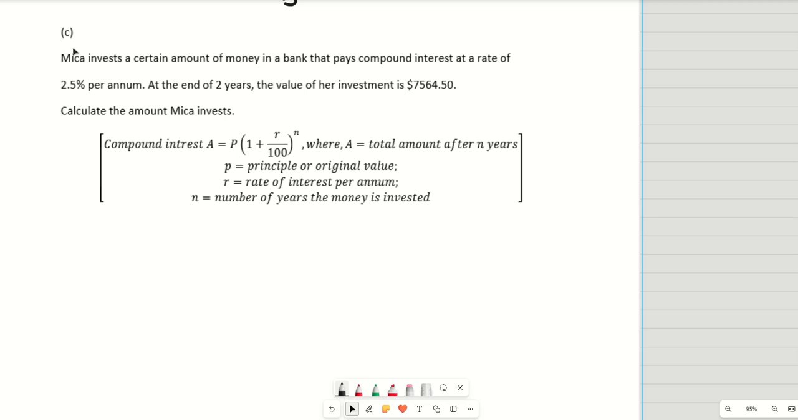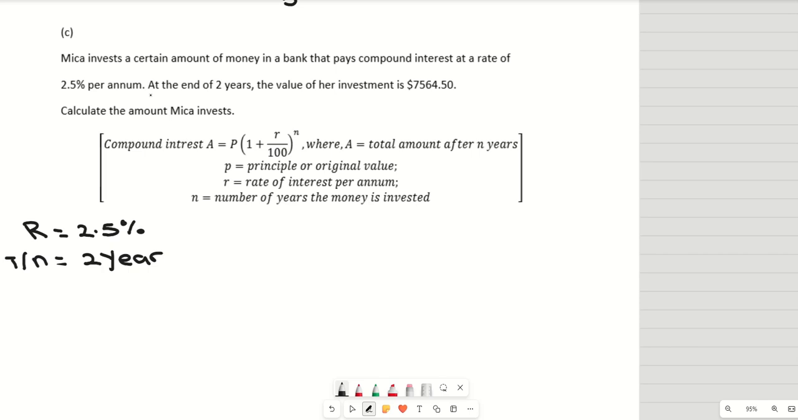Now, part C says Mika invests a certain amount of money in the bank that pays compound interest at a rate of 2.5%. So let's write that down one time. Your rate is equal to 2.5%. At the end of 2 years, so the number of years, or time, is equal to 2. T, or n, which is the number of years, is 2 years.